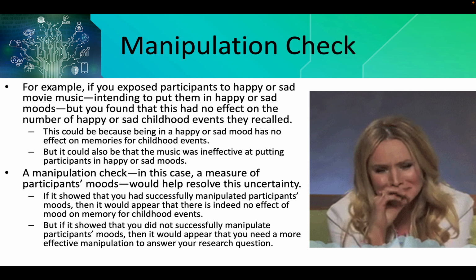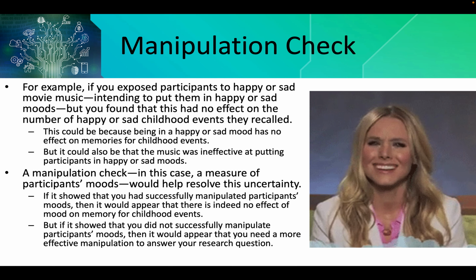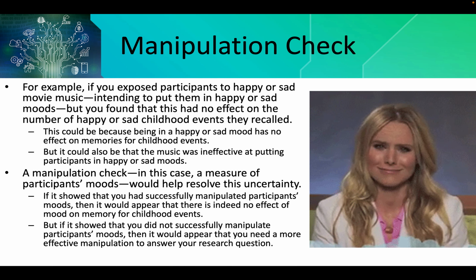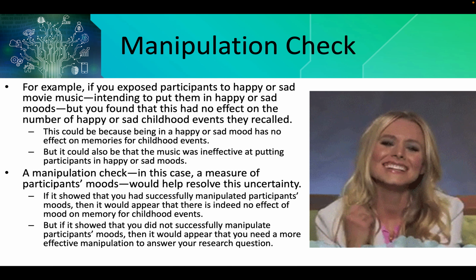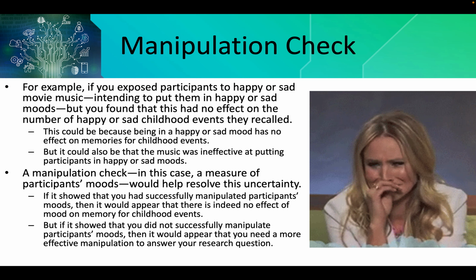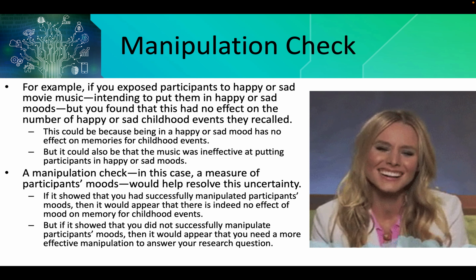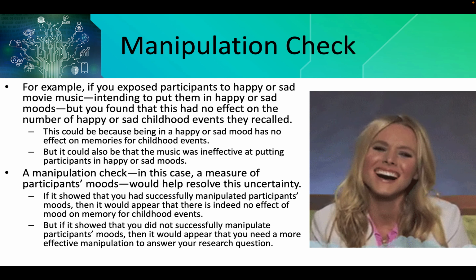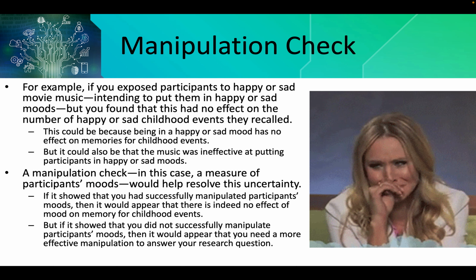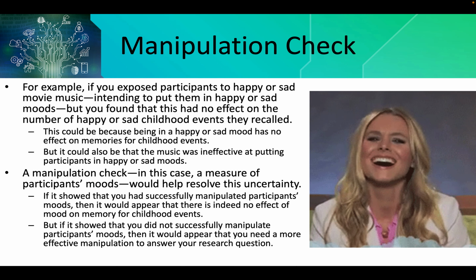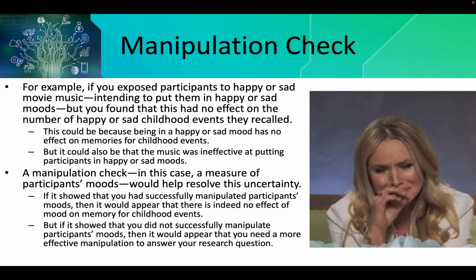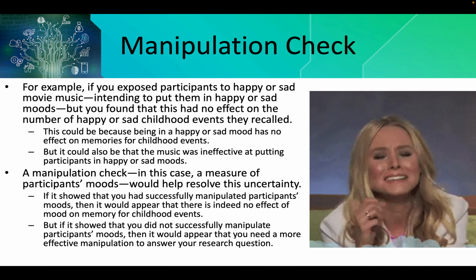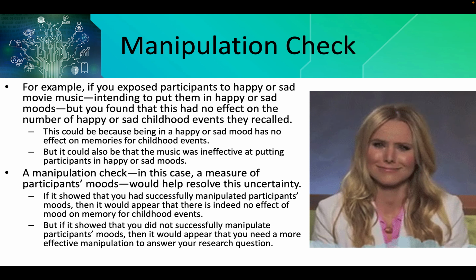If it showed that you had successfully manipulated participants' moods, then it would appear that there is indeed no effect of mood on memory for childhood events. But if it showed that you did not successfully manipulate participants' moods, then it would appear that you need a more effective manipulation to answer your research question. And this is part of the problem. You have researchers that are doing research who need to get that research done, and they don't always check to see if what they said is happening is actually happening.